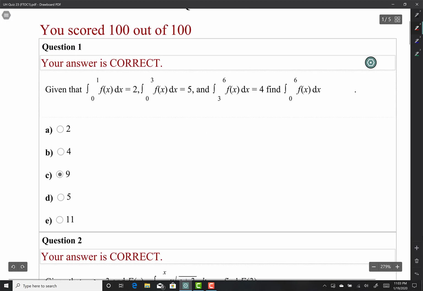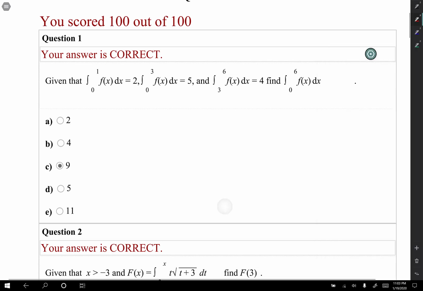Given that we have the area under the curve from 0 to 3 of that same function is 5, and 3 to 6 of that same function is 4. They want the area under the curve from 0 to 6. So just look at it and think about it for a little bit.